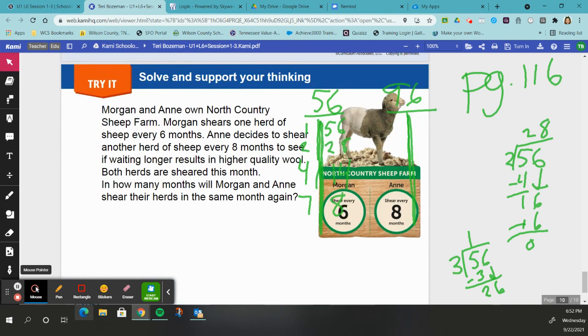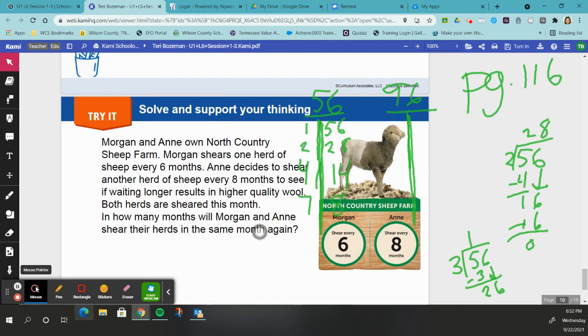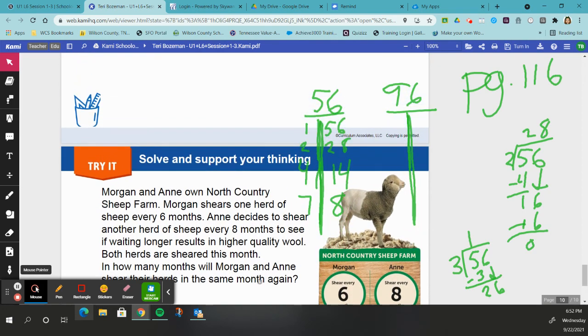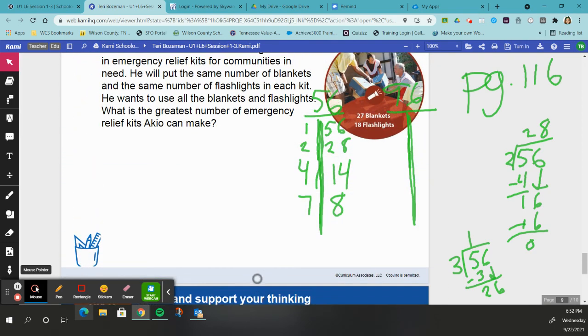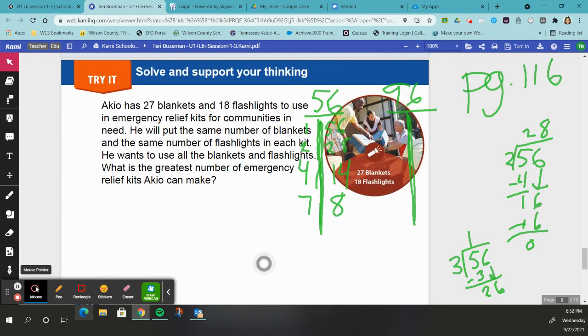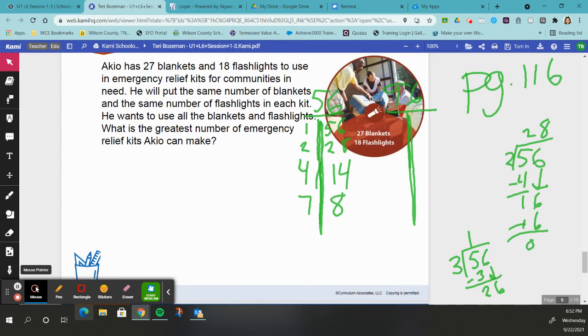But these are both try it problems that involve real world situations where you might have to find greatest common factor or least common multiple. So those 2 try it problems are for you to try out on your own. And if you have any questions, let me know. But hopefully with what we've done together so far, you won't have a very difficult time with those 2 problems.